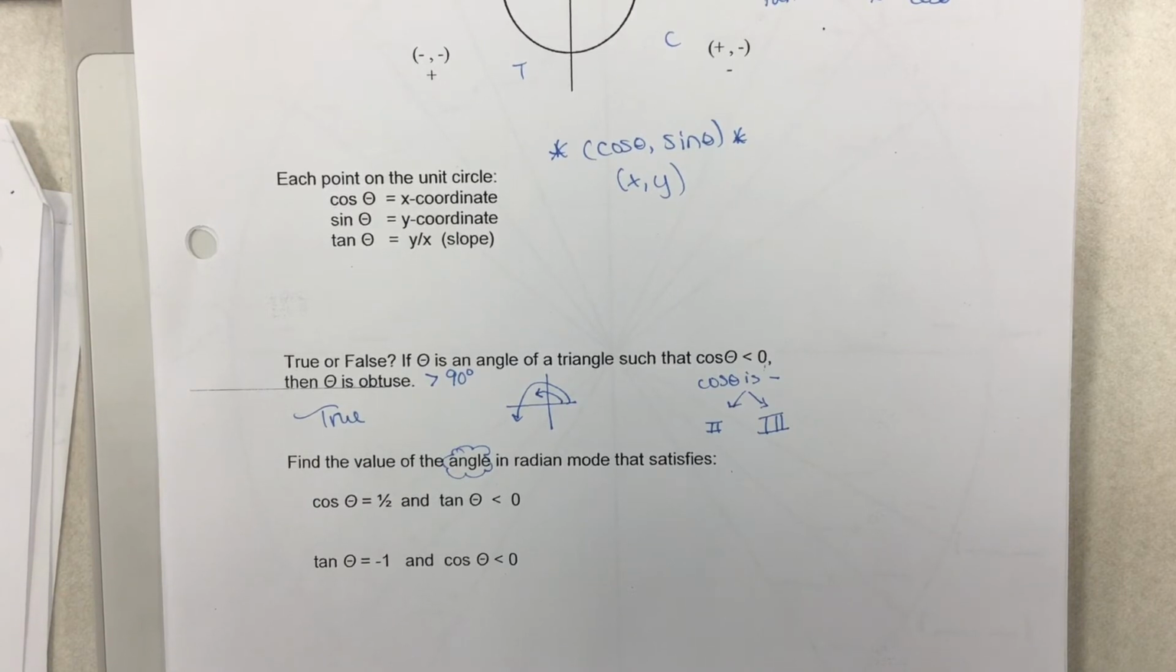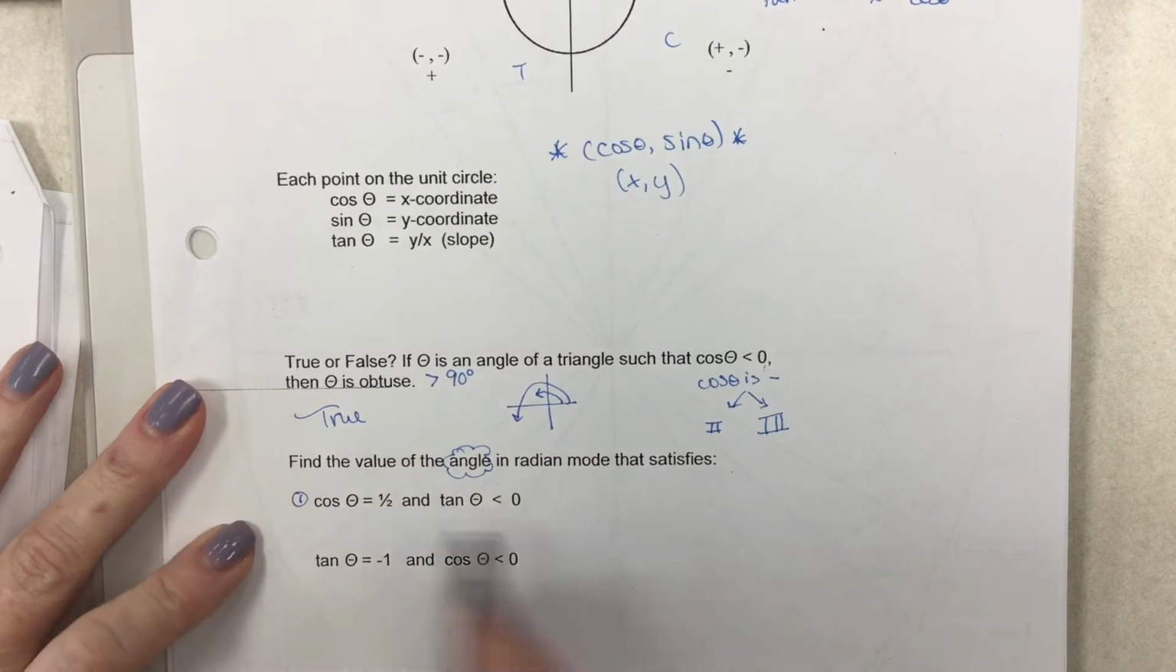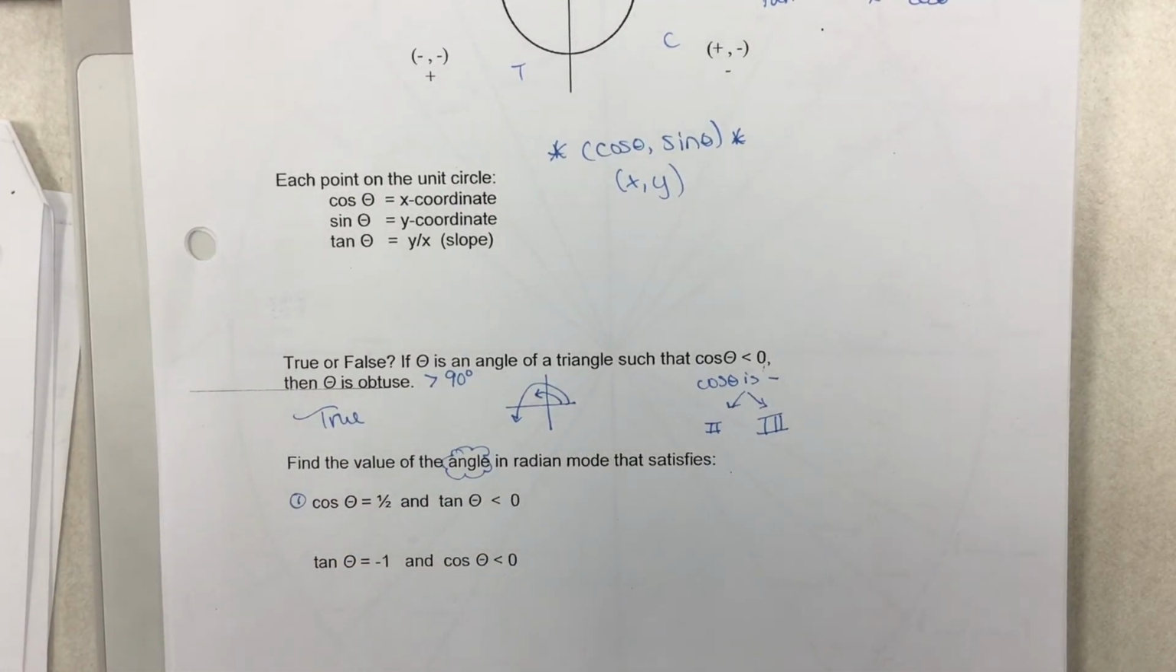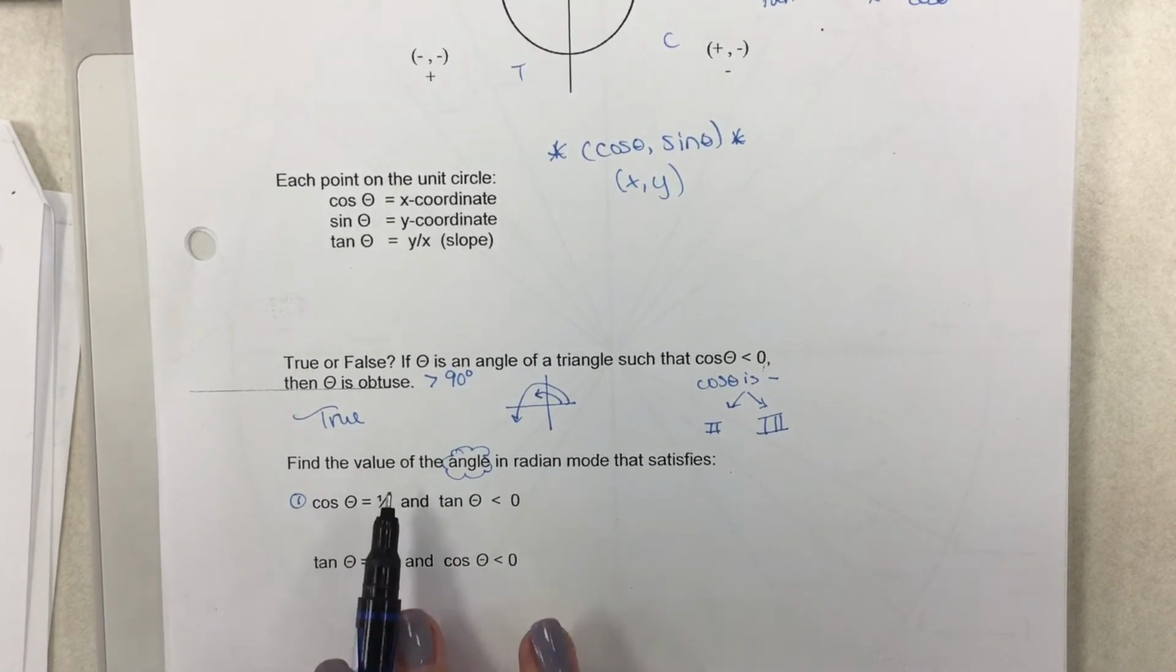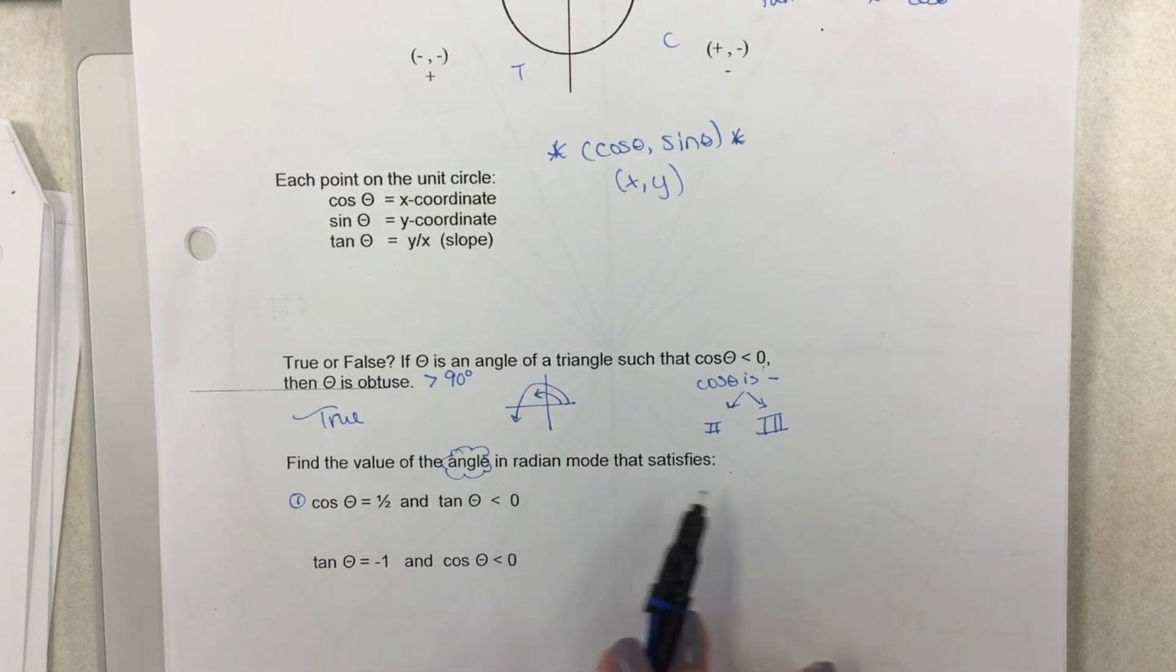Okay. Now we have 2 more problems, and I want you to label them 1 and 2 because 1 is going to be worked over here to the side and 2 is going to be worked down below. And I don't want that to be confusing to you, okay? Here, and we looked at this when we were looking at the ratio, but now we're actually trying to find the angle. So we want to find the value of the angle in radian mode that satisfies this. Now we're going to do this 2 ways. First way, we're going to use a calculator. And then we're going to look at how to find this without a calculator, because Friday's quiz has no calculator, okay? So you're going to have to be able to find this without using a calculator.